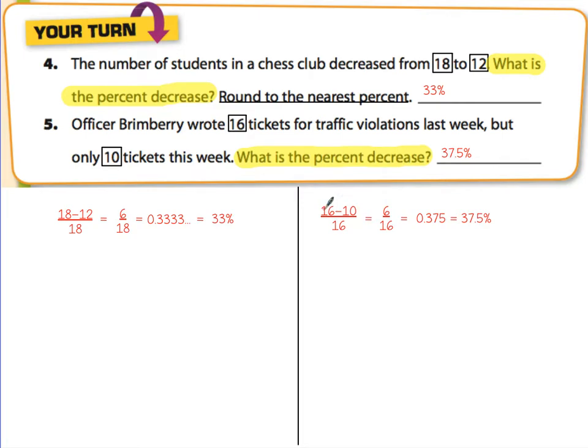Again, here it's the larger, 16 minus 10, is 6 over 16, which gives you 375 thousandths, which is 37.5%. Here it doesn't ask you to round to the nearest percent, so you leave that 0.5% here.